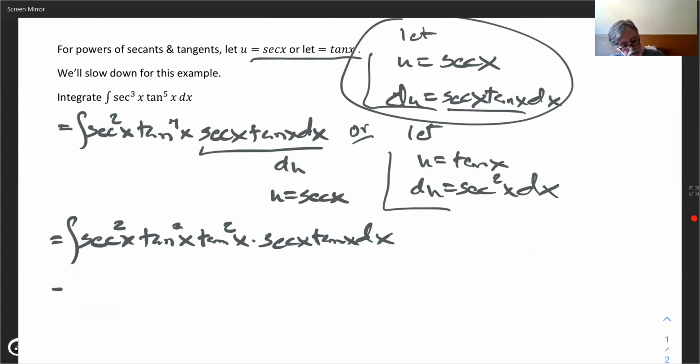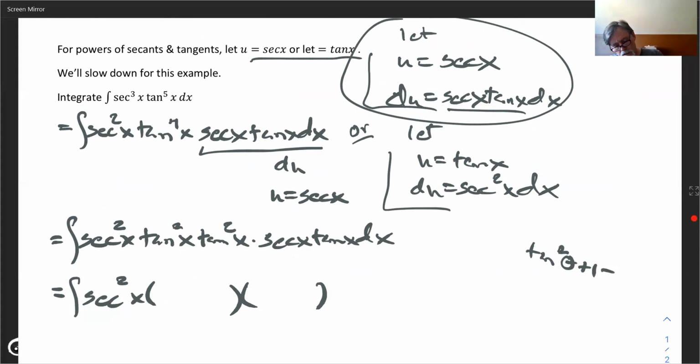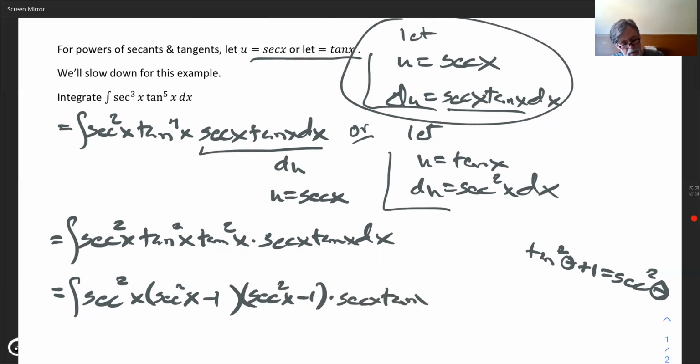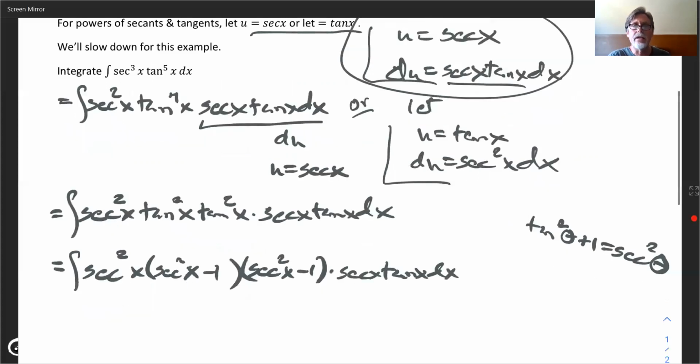So what I'm going to do is use Pythagoras on the two tangent squareds. You got to remember that tangent squared theta plus 1 is secant squared theta. So tangent squared theta is secant squared minus 1. So this guy is secant squared x minus 1, another secant squared x minus 1, and then you have a secant and a tangent. That's the fancy footwork at the front end. That's really a Calc 2 kind of thing.